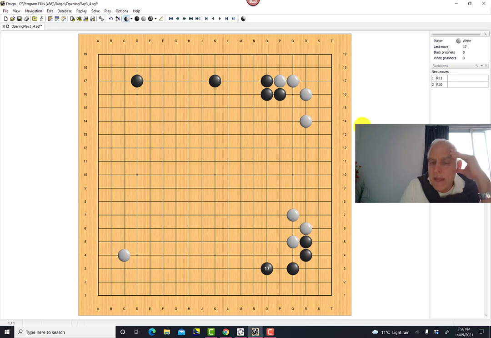Now in this situation here, white might well think about being even more adventurous. Suppose white could play one of these.